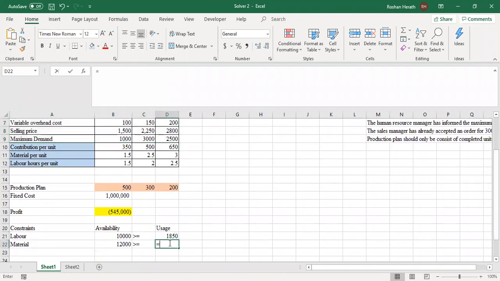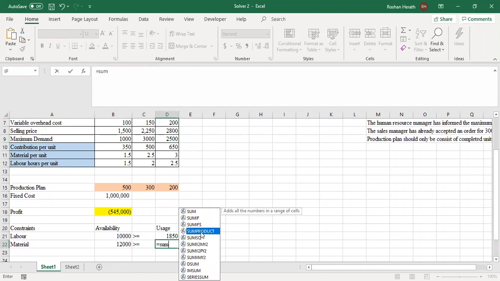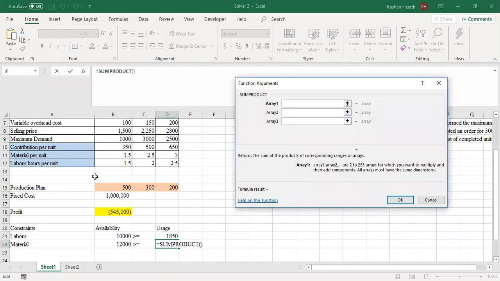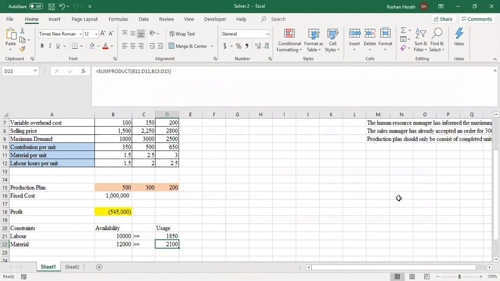Again, you can simply get the usage. How do you take it? It is about the sum product. You start with the material per unit, the range can be multiplied, and the total can be taken. The production plan: you can see that at the moment, all that we have used is 2,100. So that is our second constraint.